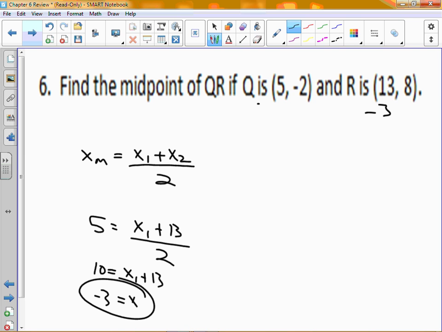Negative 3. The big thing that I can't get you guys to do is right here. Do it. 13 minus 3 is 10. 10 divided by 2, 5. Guys, the right answer works the problem. Y'all will just work it and think, that's the answer, I'm done. Not at all, guys. Not at all. Okay? Y midpoint is negative 2. Some y value plus 8 divided by 2, negative 4 equals y plus 8. Y is negative 12.